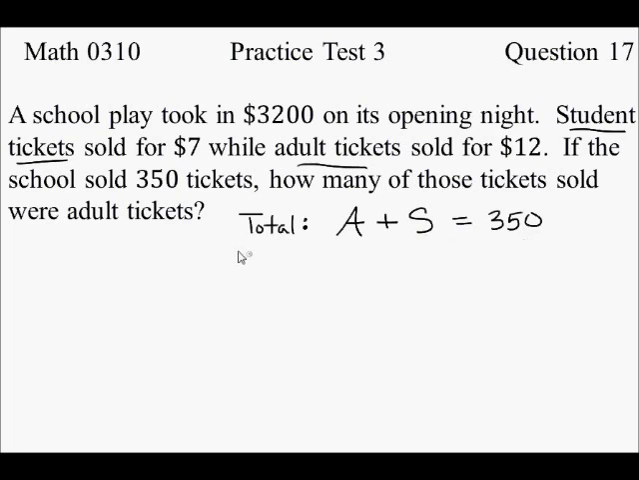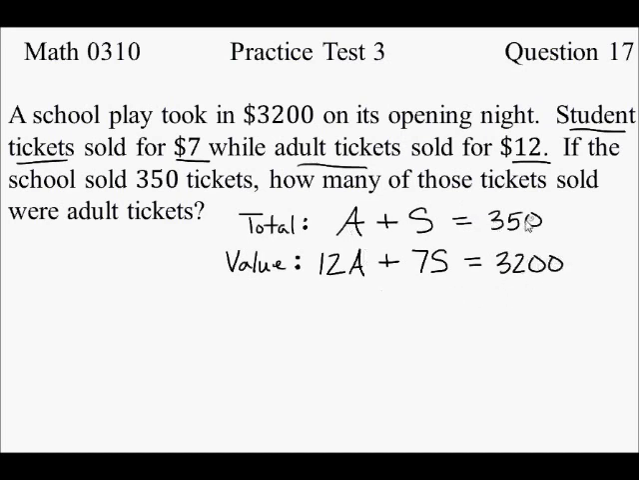That's our total equation. Now our value equation, so we want to assign values that go along with each of those. How much is the value of an adult ticket? Adult tickets sold for $12, so that means for every adult ticket we sell, the total amount is going up by $12. So we have 12 times A. And the value that goes with student tickets was $7. So for every student ticket we sell, we get $7, so plus 7S. And then the total brought in is $3,200, so that is our total. And now we have two equations.